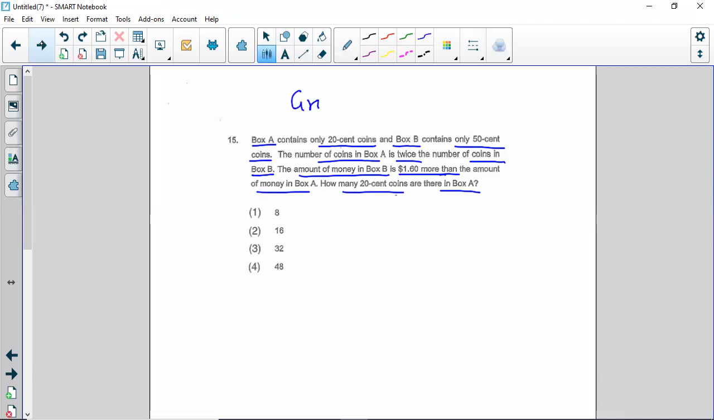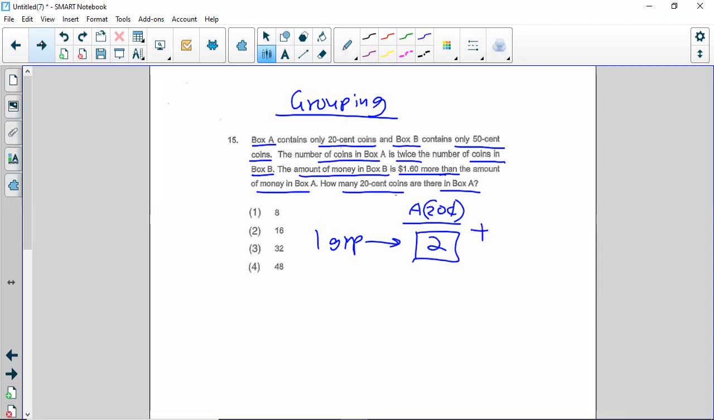The method here is grouping. I can make one group. How do I make one group? I know exactly how to make one group because I know there are twice as many coins in box A. Box A has 20-cent coins. There are twice as many 20-cent coins in box A compared to box B. Box B has only 50-cent coins, and that is only one time. So when do you use grouping? You use grouping when you know exactly how to make one group.